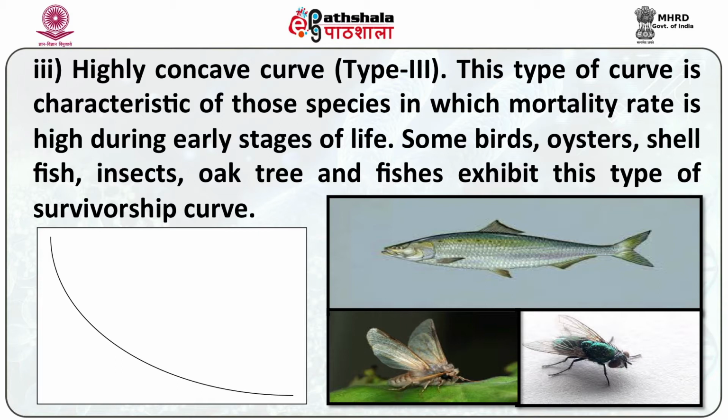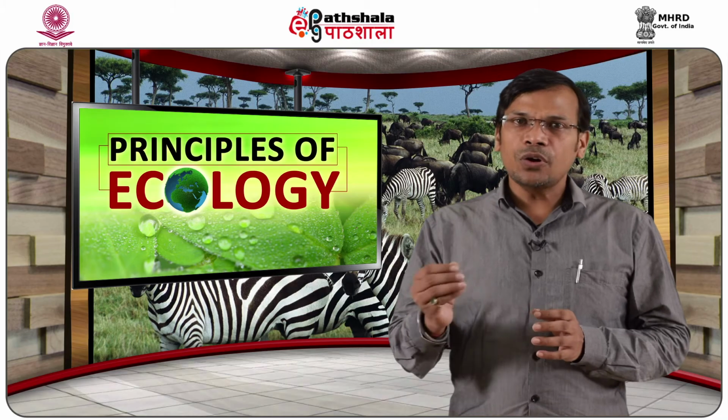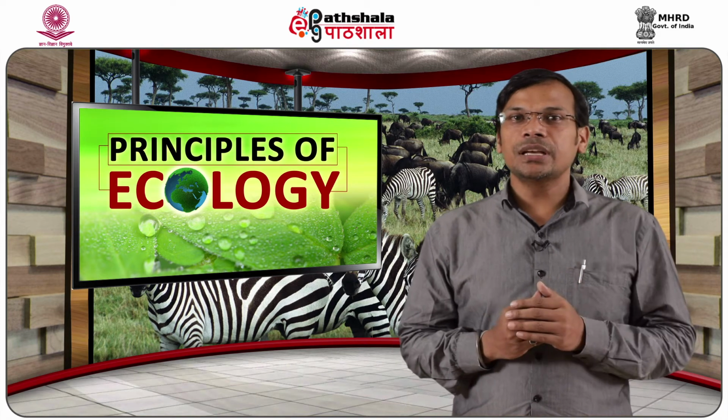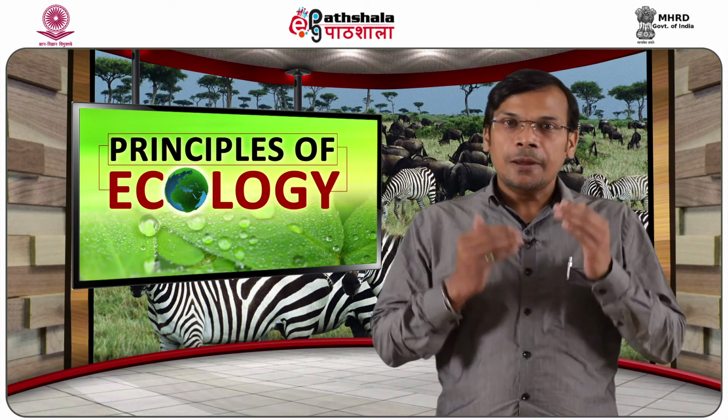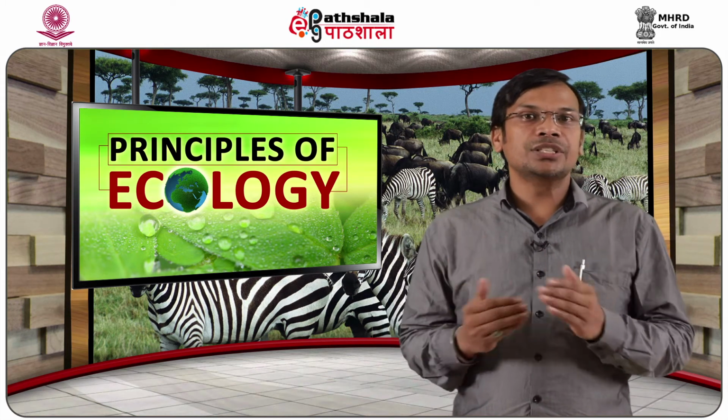This type of curve is characteristic of those species in which mortality rate is high during the early life stages. Some birds, oysters, shellfish, many insects, oak tree and fishes exhibit this type of survivorship curve. In oysters, higher mortality occurs due to adverse environmental conditions and predation in the early stages.